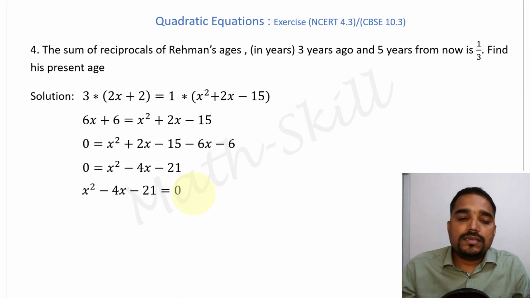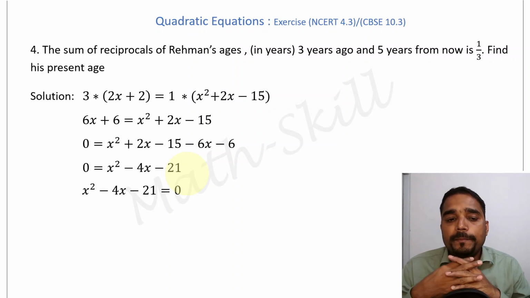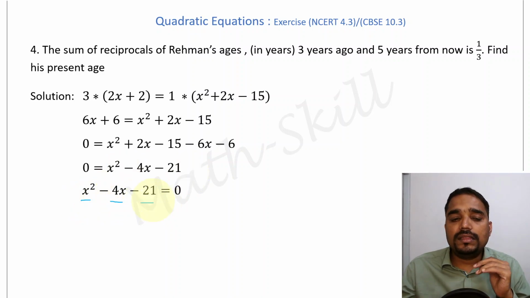Now, this equation cannot be simplified further as all three terms are unlike terms, that is, one term is an x square term, the other term is an x term, and the third term is a constant term. Therefore, these three terms cannot be simplified further.